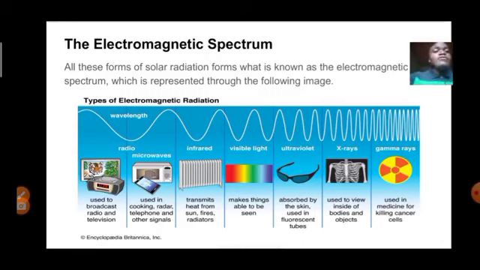Then we also have the X-rays. As the wavelengths get shorter, we have the X-rays, and the X-ray here is used in the medical field, of course, to see through our bodies. So the X-ray here is very important in the medical domain. And then lastly, we have the gamma rays. Let's move on to the next slide.